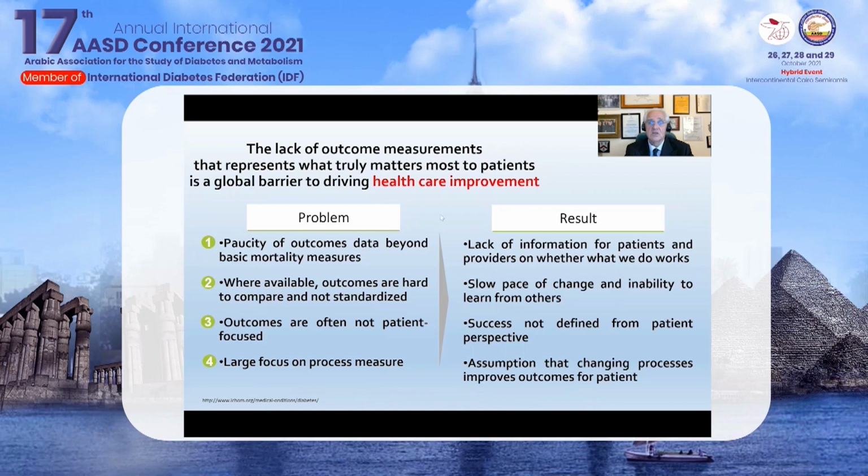There are problems which produce some relevant drawbacks. There is a paucity of outcomes data beyond basic mortality measures, which produces a lack of information for patients and providers on where what we do works, especially with a disease like diabetes, where the effects of our activity are long term. Where available, outcomes are hard to compare and not standardized. This slows the pace of change and the ability to learn from others. Outcomes are often not patient-focused, so that success is not defined from the patient perspective. There is a large focus on process measures based on the assumption that changing processes improves outcomes for the patient, but this is not necessarily true.